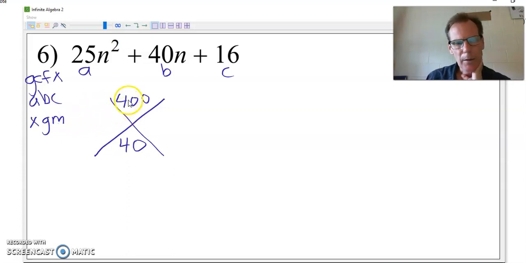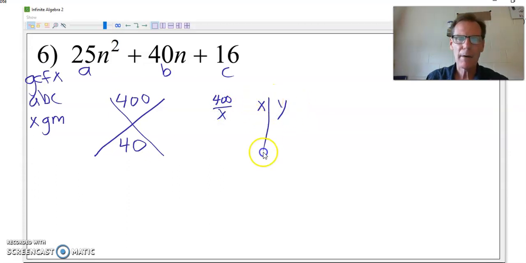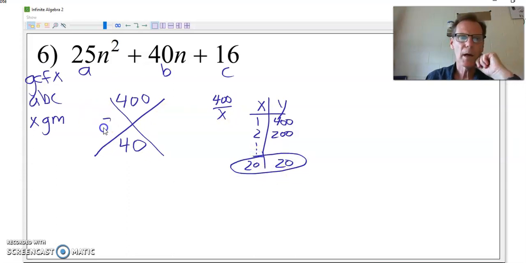Stole that from TikTok. But anyway, 400: two things that multiply to get 400 but add to 40. I'll be honest, nothing comes to mind right away, but I grab the calculator and use the table key. I put in 400 divided by X, and the table gives me a list of X, Y values: 1 to 400, 2 to 200, and so forth. I'm not going to go through the whole list, but eventually it comes out to 20 and 20, and I notice that 20 times 20 does equal 400, and 20 plus 20 equals 40.